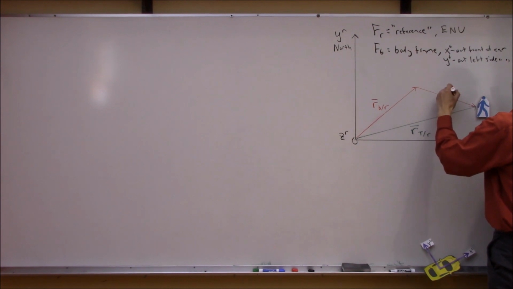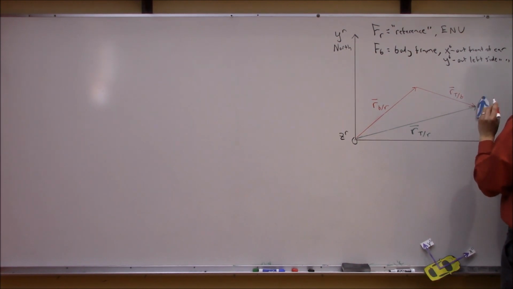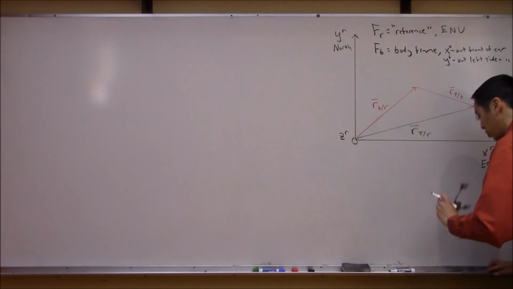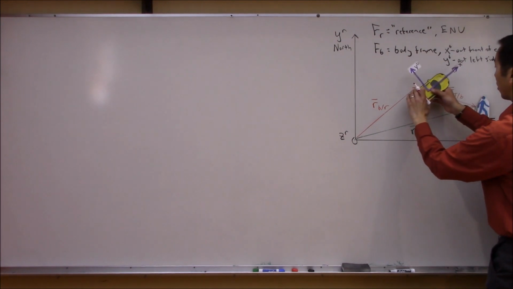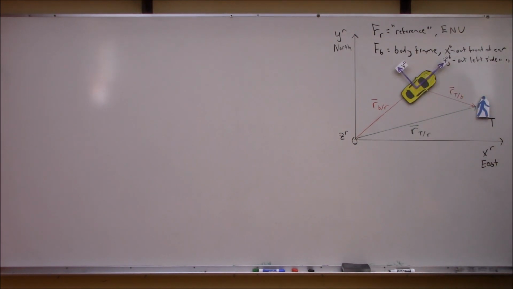This is the position vector of the target, or the pedestrian, or point T, with respect to the body frame, right? Okay? And again, the picture that goes on top of this is, I've got to put the car, I guess, kind of like that, right? Okay, so now this is getting interesting.